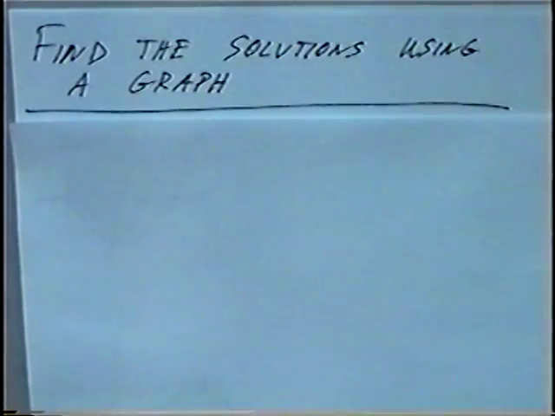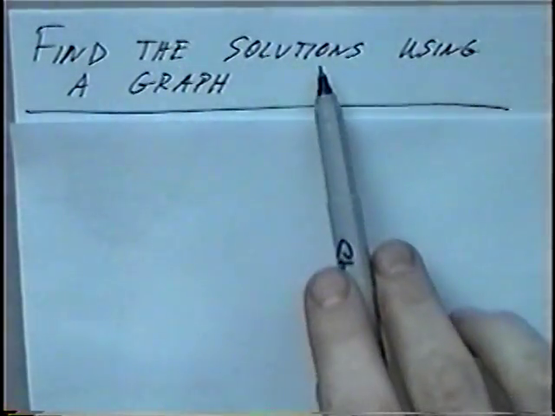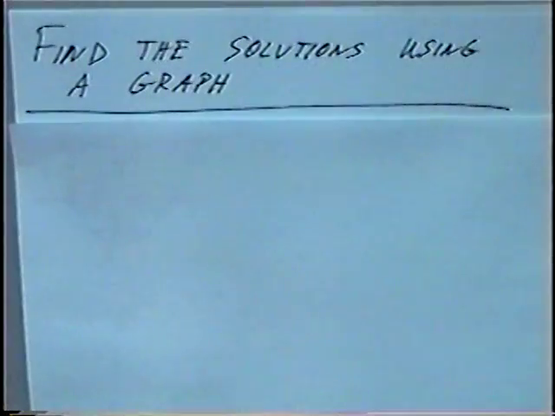Title of the last section today is Find the Solutions Using a Graph. Given a completed graph, we can find the solutions, which are again where the graph crosses the x-axis or the y value is equal to 0.